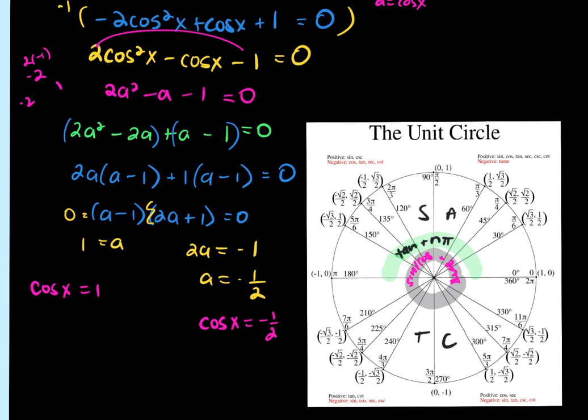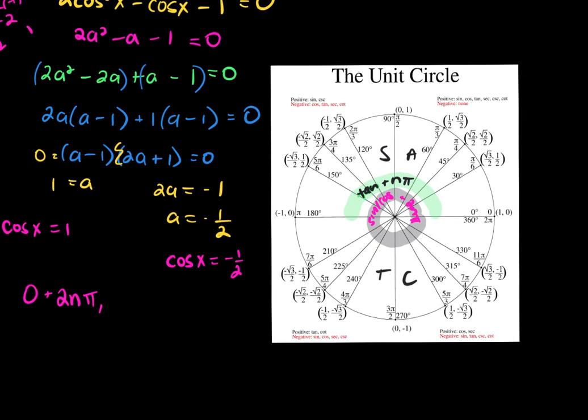So already I'm going to go back to my question. It says cosine of x equals 1. So I'm going to look for where my x, because that's what cosine is, is 1. And it happens at 0. And I would do 0 plus 2n pi, because it happens there and every coterminal after it or before it. And then I'm going to go to cosine equals -1/2. So I'm looking for where all my x values are -1/2, which is at 2 pi over 3, 4 pi over 3.